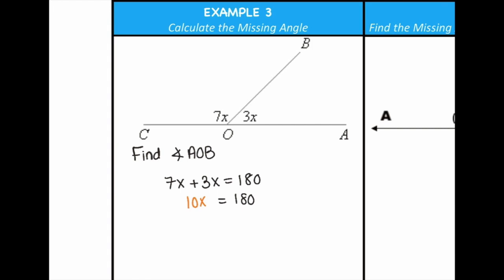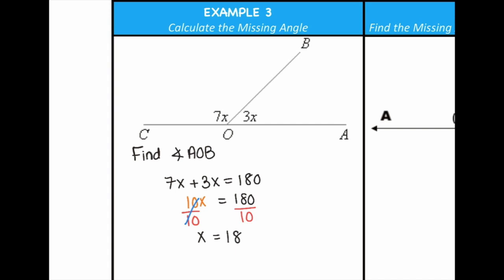And then to isolate x, my final step will be to divide both sides by 10, because the operation connecting 10 to the variable x is multiplication, so we have to do the inverse. It cancels out on the left-hand side, leaving just x. And on the right-hand side, we do 180 divided by 10, which is 18.